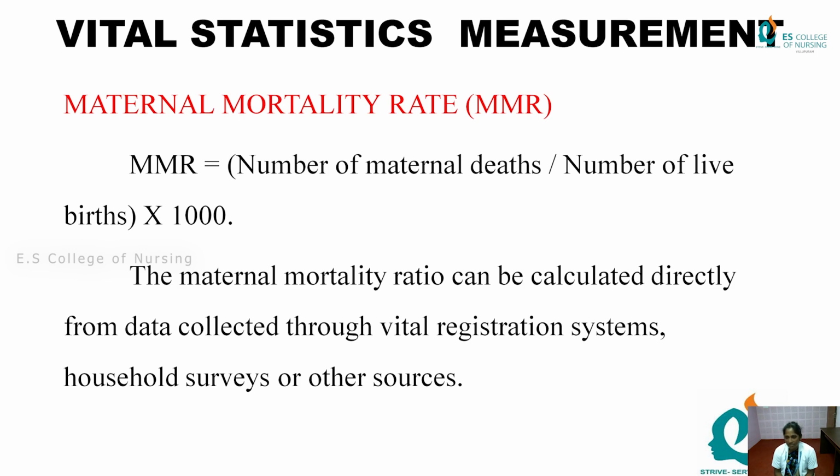When the mother conceived, from that day until the mother delivered the baby and until 42 days afterwards, is called the maternal period. If anything happens to the mother in between and she dies because of that, it counts as a maternal death. The MMR can be calculated using this formula. For example, if 10 mothers died due to some complication of pregnancy and the number of live births was 100, the formula is 10 divided by 100, multiplied by 1,000, which gives the maternal mortality rate.